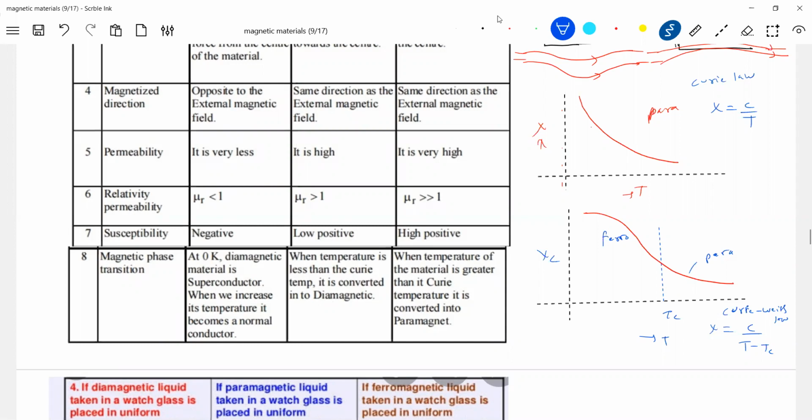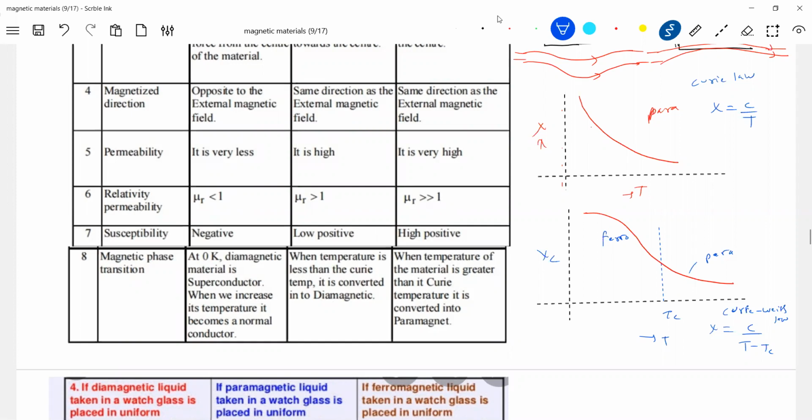So for temperature T less than Tc, the substance will be ferromagnetic. Once the temperature of the substance becomes greater than Curie temperature, it will become a paramagnetic substance. Why does it happen? As you increase temperature, what will happen to the domains? The domain starts vibrating. Because of the vibration of domains, the dipole moment of individual domains will get realigned, and also the dipole moment will decrease.